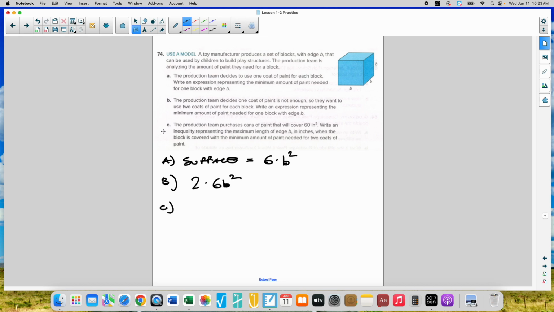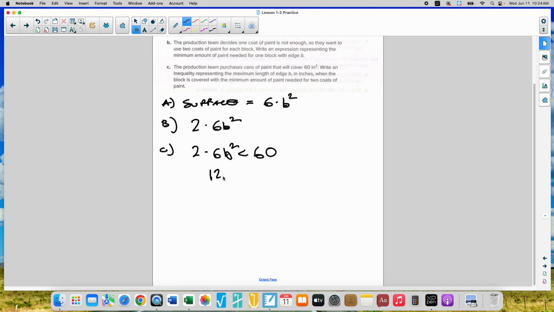The production team purchases cans of paint that will cover 60 inches square. Write an inequality representing the maximum length edge B in inches when the block is covered with the minimum amount of paint needed for 2 coats. So we're going to set this area needs to be less than 60. Okay, so that's going to be 12b squared needs to be less than 60. We can divide by 12.